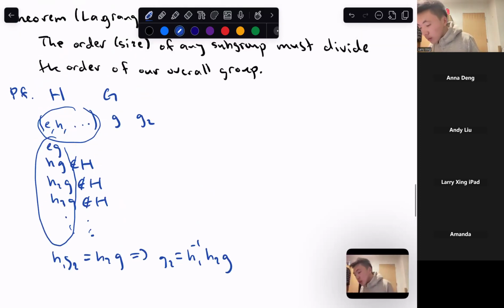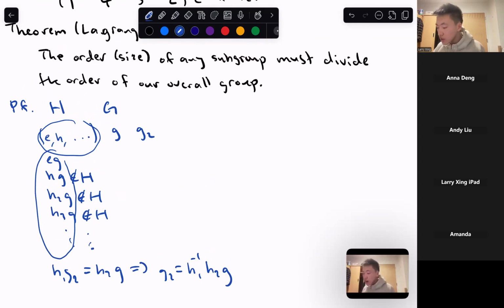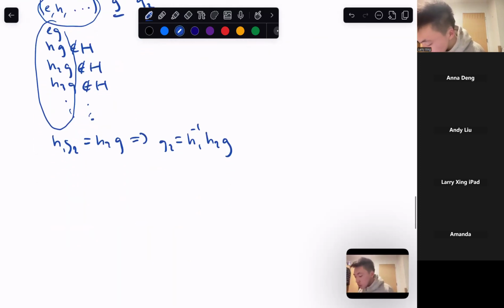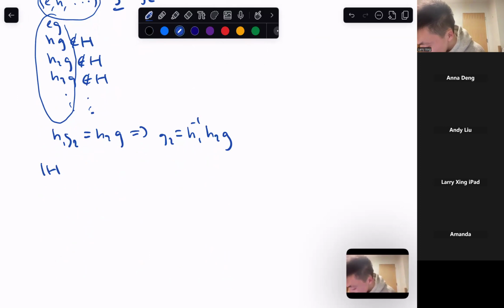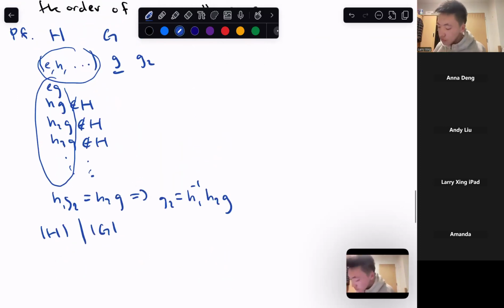So every time, when we find a new element g, we're increasing the size of this set by the size of H. And eventually, this will have to be exactly our overall group, which means the order of H must divide the order of G.